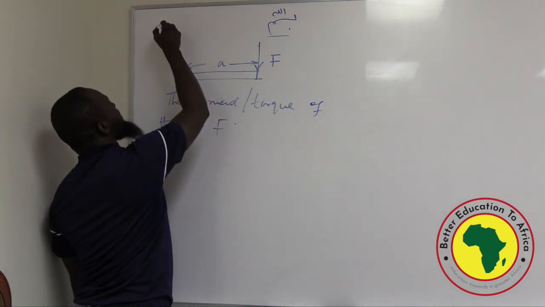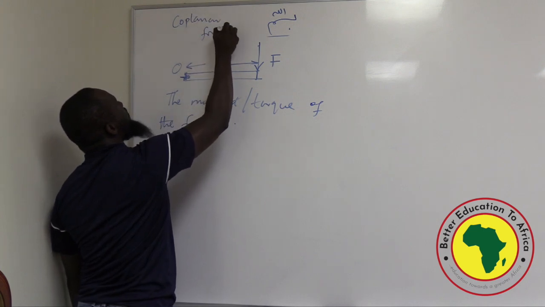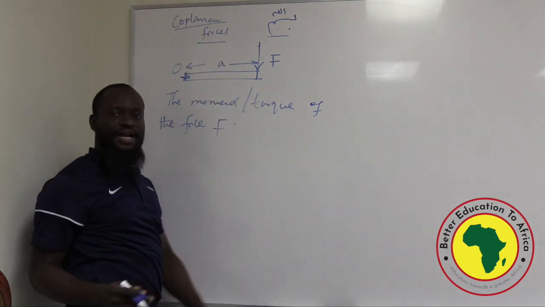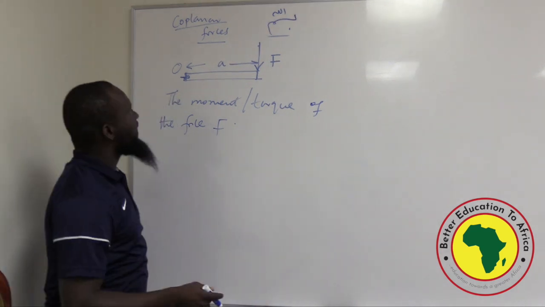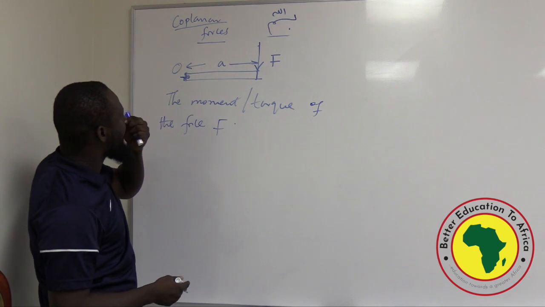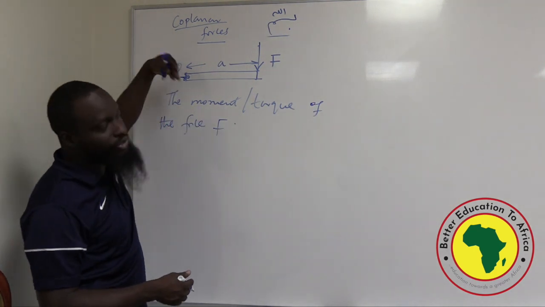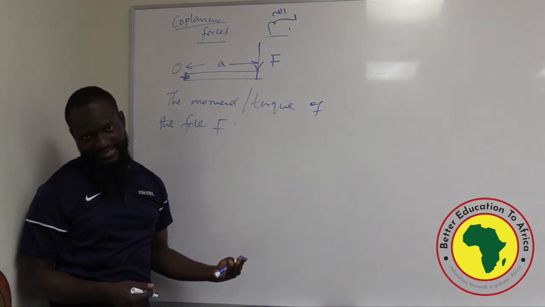So remember, this is equilibrium under the action of coplanar forces. And we say coplanar forces are forces that are parallel to the same plane. So this force is parallel to that plane, this plane of the board. And these forces, we're going to see they are distributed along the body. That's why we're going to introduce a different methodology of solving this kind of problem.